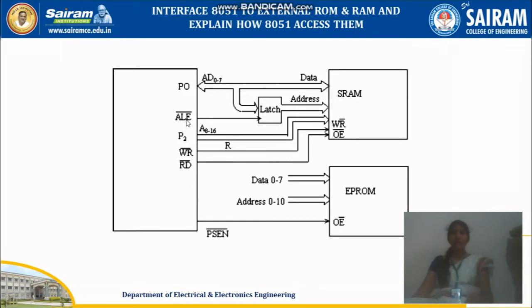It means that in case if I give ALE as 0, from this multiplexed address and data bus, your address alone is latched and it is given to the external memory. Suppose if ALE, this is address latch enable, if it is high, it means that data is latched. Depending upon whether it is an active low signal or active high signal, we need to give logic 0 or logic 1 to this ALE pin. Since it is an active low signal here, we need to give 0 to latch the address alone from this multiplexed address and data bus.